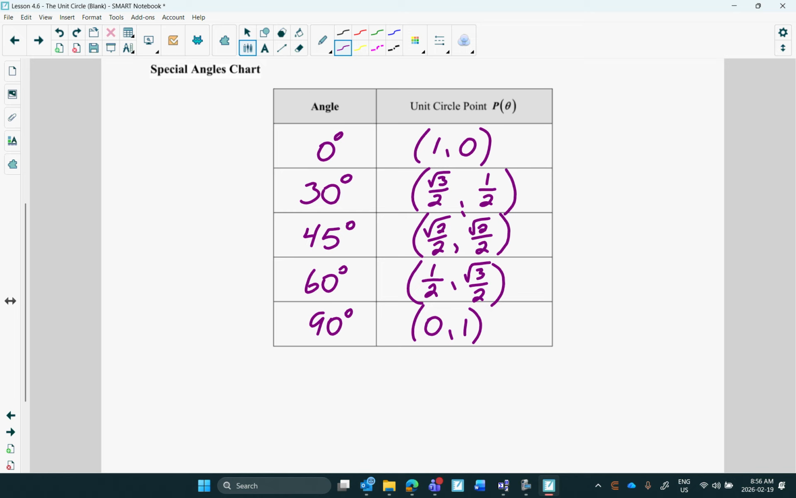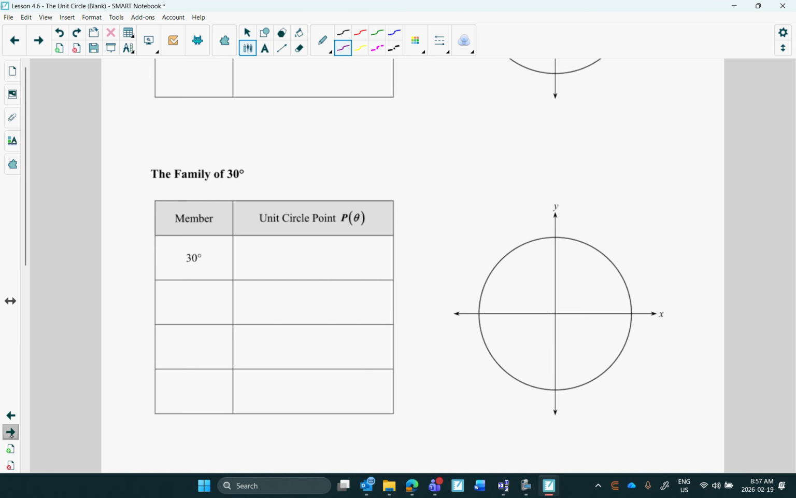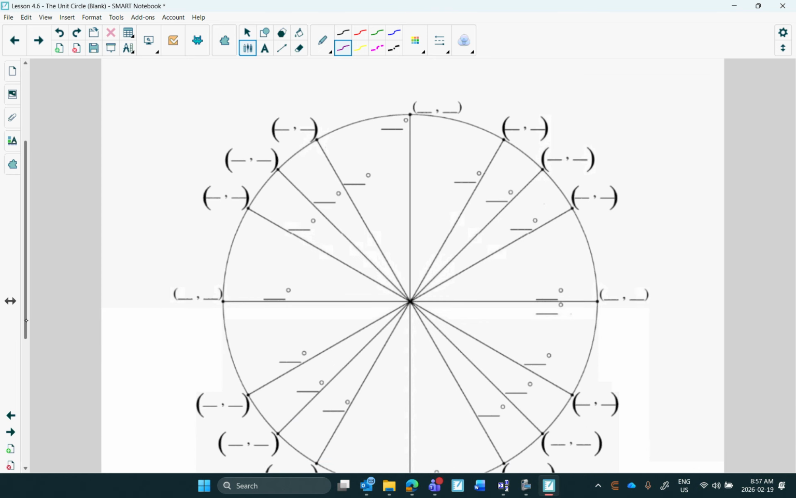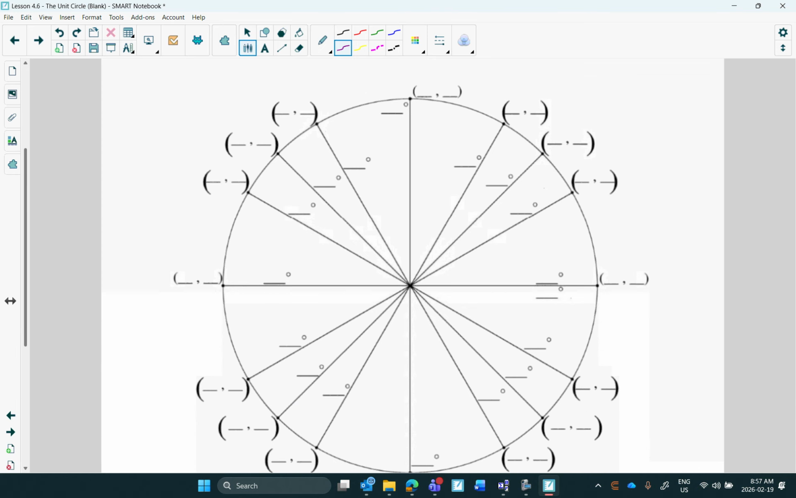Okay, and this is where the unit circle comes in. I should have taken this out, I keep forgetting, but we're not going to be doing the next 2 pages where it says the families. We're going to go straight to the big circle at the end. This is like an important page in a math Bible. This is something you want to keep.